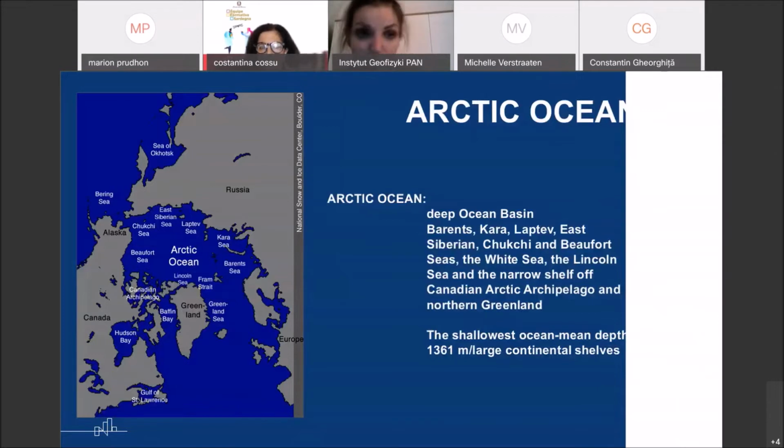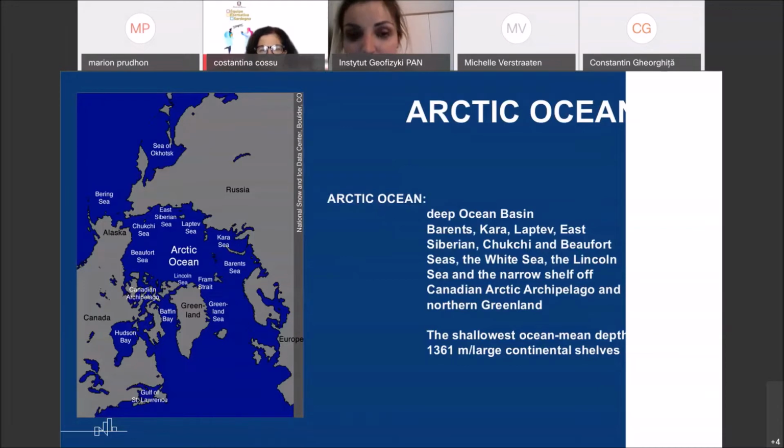And the Arctic Ocean creates a very specific environment for many reasons. For example, it's the shallowest of all the oceans. That means that the mean depth is less than 1.5 kilometers, which is not a lot for an ocean. It's the shallowest of all the oceans, and it has large continental shelves. So it consists of a deep ocean basin in the center, and then there are those continental shelves and shelf seas.